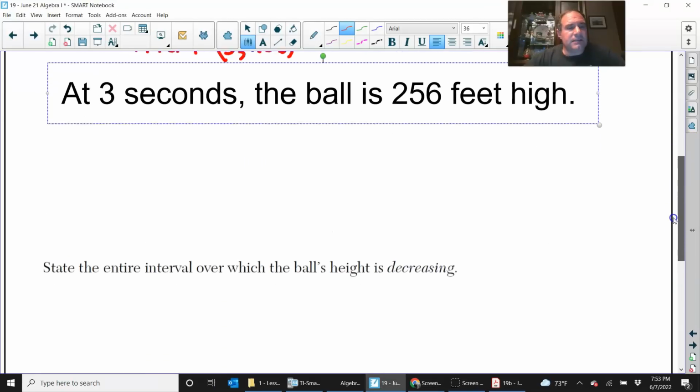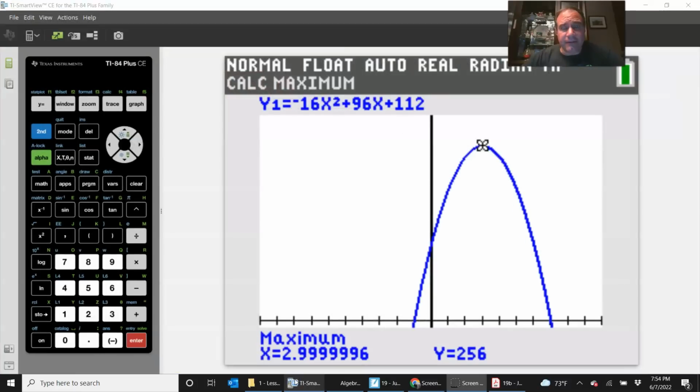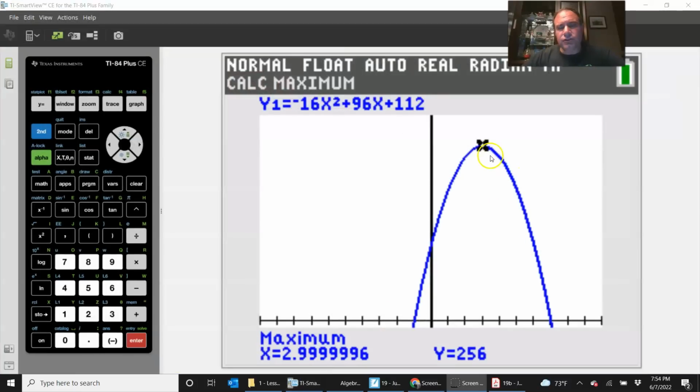All right. State the entire interval in which the ball's height is decreasing. The entire interval at which the ball's height is decreasing. And again, I hate to say it, but I need the visual. So I'm very glad that I have this right here. So decreasing, so at this moment, that's the maximum, and it decreases after that.